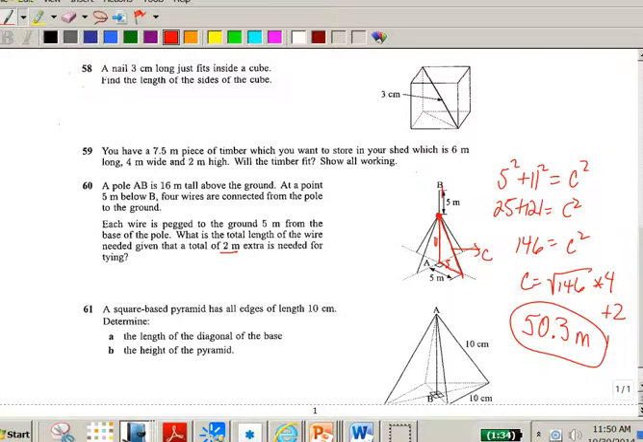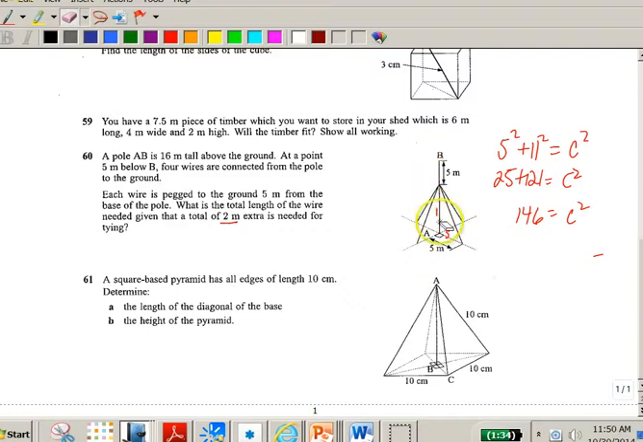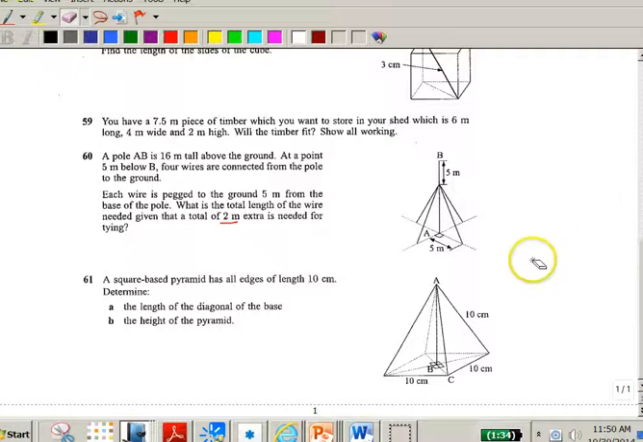And finally, my friends, it brings us to the last one. So let me erase again, get that junk out of here. Just want to have plenty of room to write over there since we're at the bottom of the page. Alright, square base pyramid, all edges are 10. Determine the length of the diagonal of the base. What's that talking about? This.